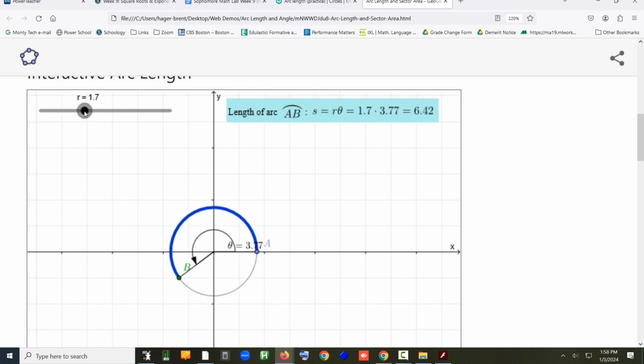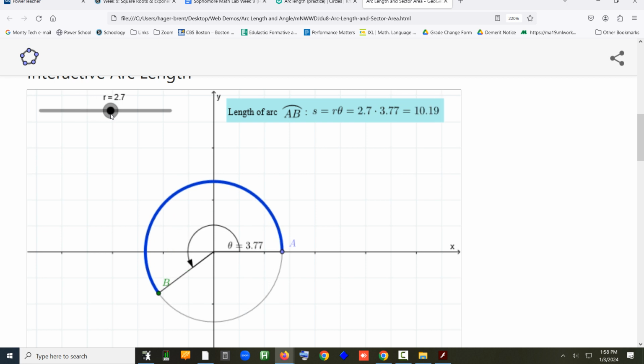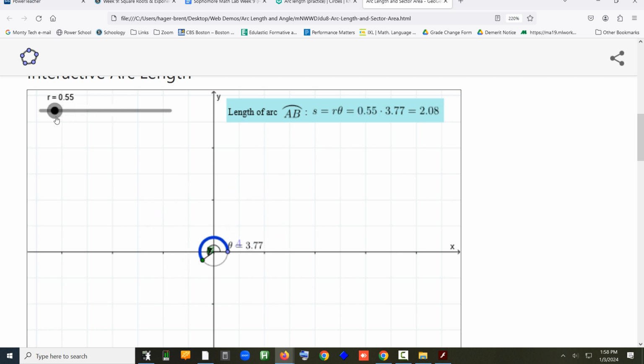If your circle is not a 1, well, look at what happens now. The angle is 3.77. Is the length of the arc 3.77? No, it's not a unit circle anymore. So this special fact only works on a unit circle.